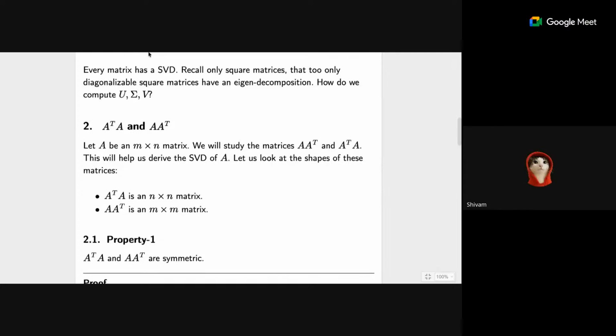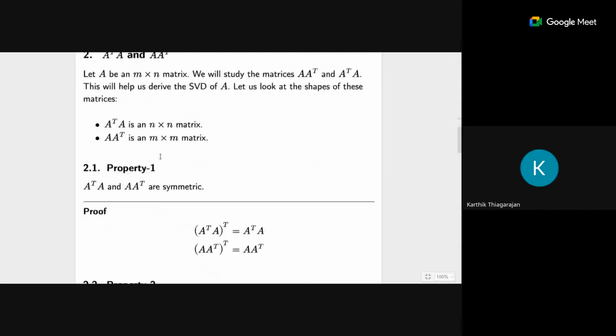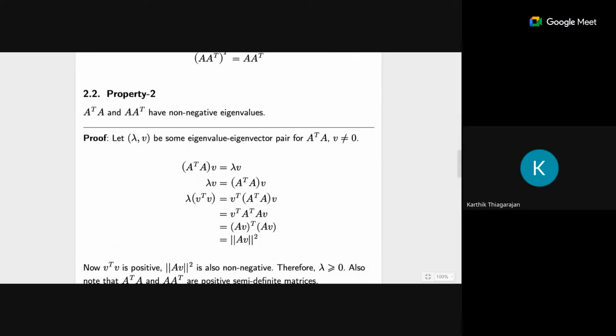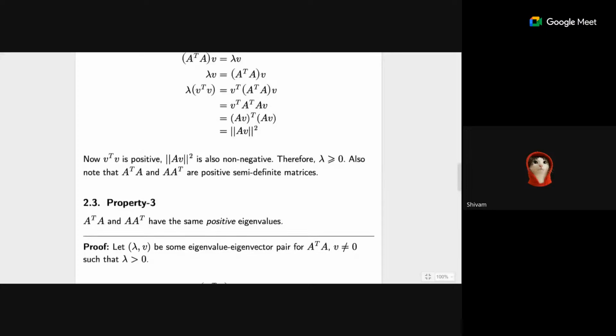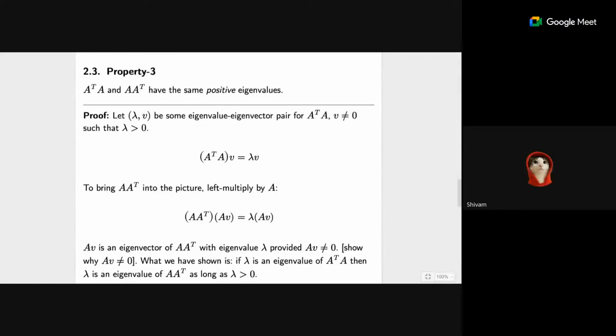Sir, one question. Suppose the eigenvalue of A transpose A is 0, we cannot comment that it will be the same for A A transpose? Properties 2 and 3, the third one. This one, sir, the positive eigenvalues. If it is 0, then we cannot comment that both will have the same 0 eigenvalues, is it?